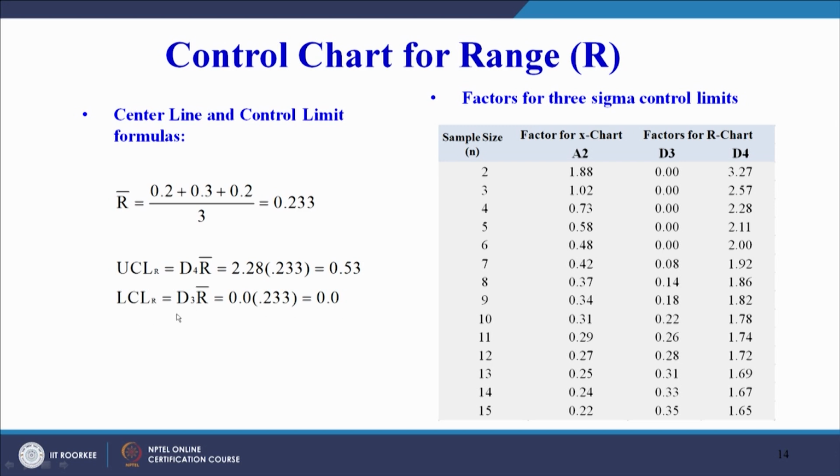So the lower control limit is, since D3 is 0, D3 0 into 0.223, which is the mean of the range values of the sample. So it is 0 only, 0 multiplied by 0.223, and the upper control limit is corresponding to sample size of 4. The D4 is 2.28, so D4 is 2.28 multiplied by 0.223, which is the mean of the range of 3 samples. So the upper control limit comes out to be 0.53. So we have seen that we can calculate the upper and lower control limits for the X bar chart. We can calculate the upper and lower control limits for the range chart also.